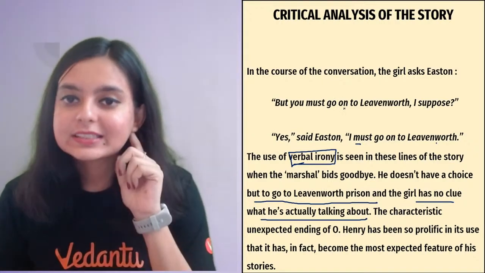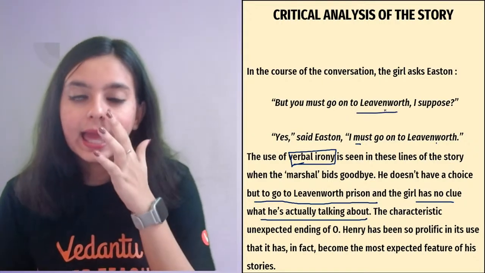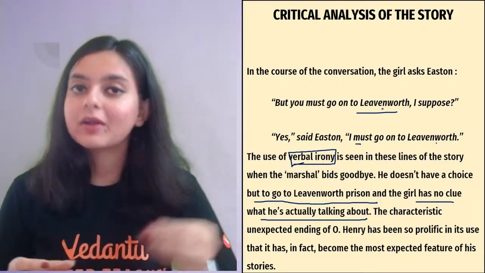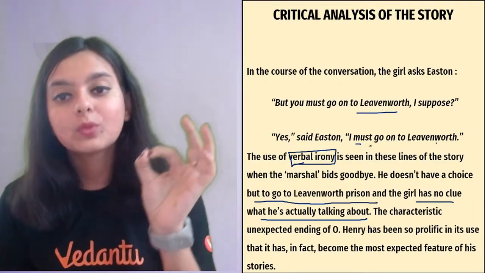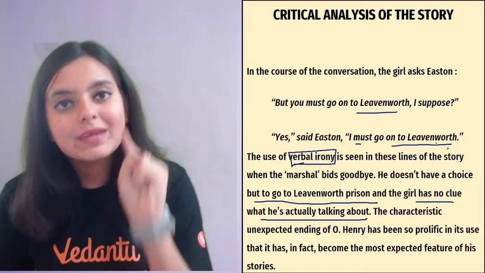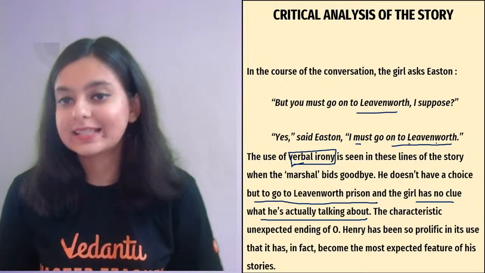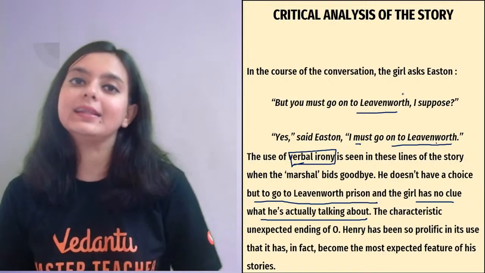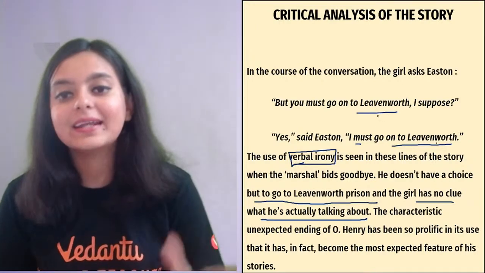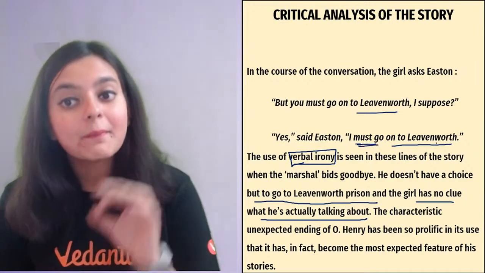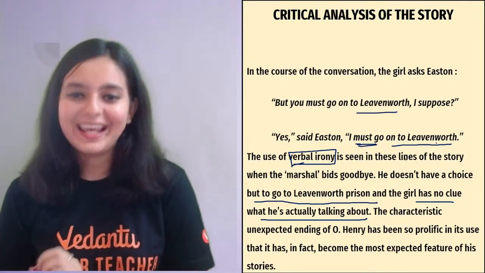So when she says you must go to Leavenworth, she means to say it in a different manner, from a different perspective, right? But when Mr. Easton says, "I must go on to Leavenworth," he means that he has no choice. But this is not being understood by the girl, that is Miss Fairchild. She's not understanding what exactly Easton is saying when he says that I must go on to Leavenworth, right?